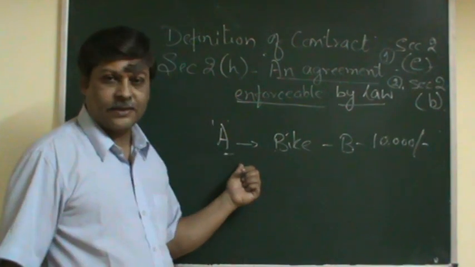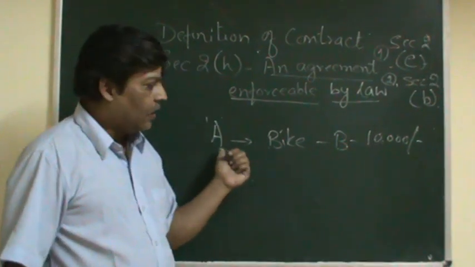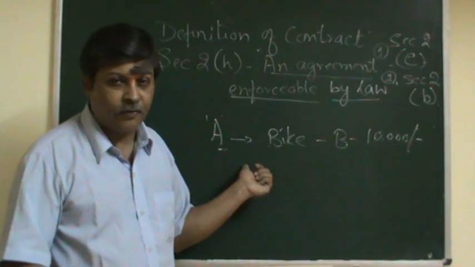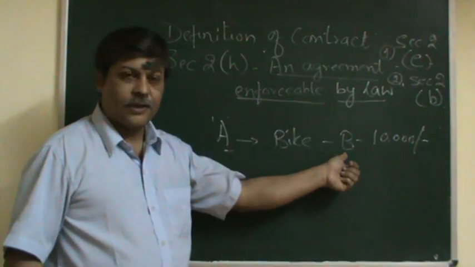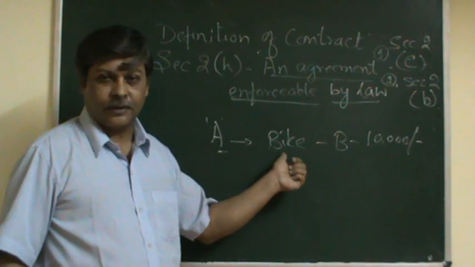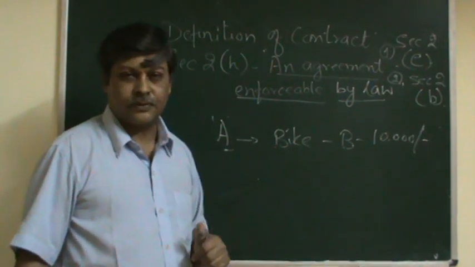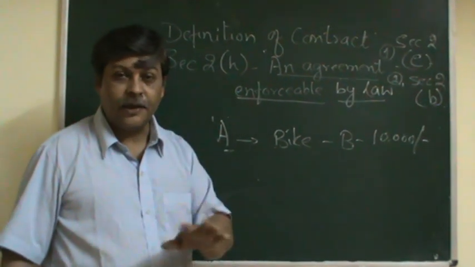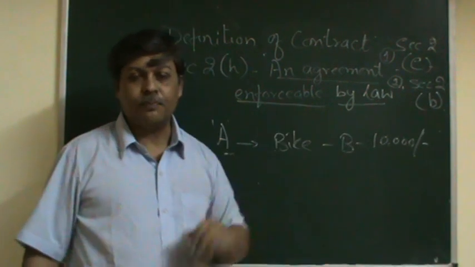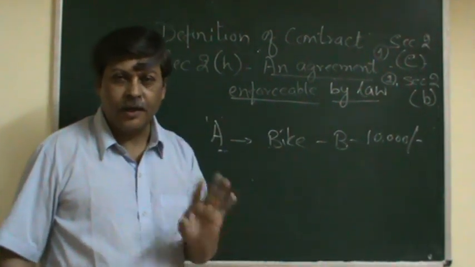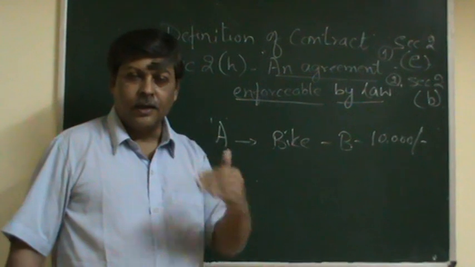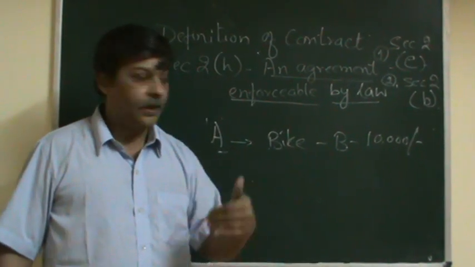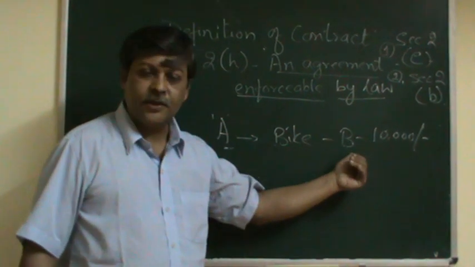Take the same example and you will understand. A has made a proposal to B. Proposal is also called an offer. Here A has made a proposal to B to sell his bike for 10,000 rupees. This is a proposal. So I am explaining the point: what do you mean by a promise? In a contract usually there will be two parties, where one party makes a proposal or an offer to another. Here A is making a proposal to B.